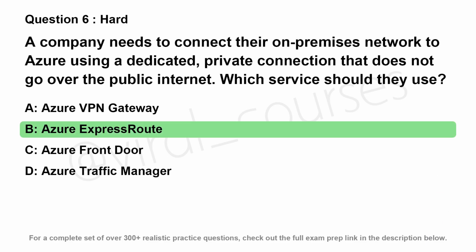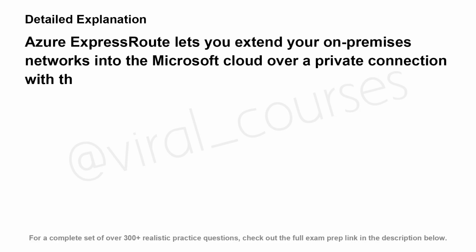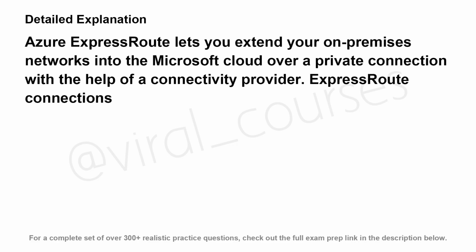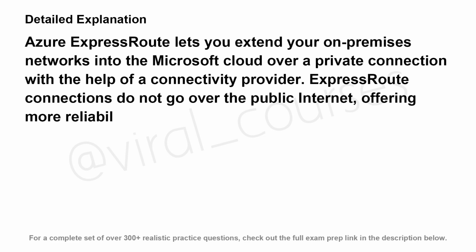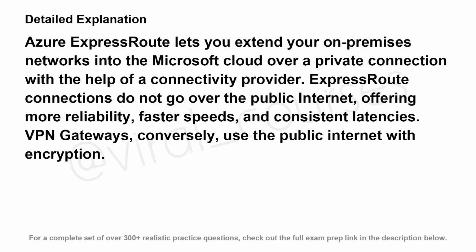The correct answer is B. Azure ExpressRoute lets you extend your on-premises networks into the Microsoft Cloud over a private connection with the help of a connectivity provider. ExpressRoute connections do not go over the public internet, offering more reliability, faster speeds, and consistent latencies. VPN gateways, conversely, use the public internet with encryption.